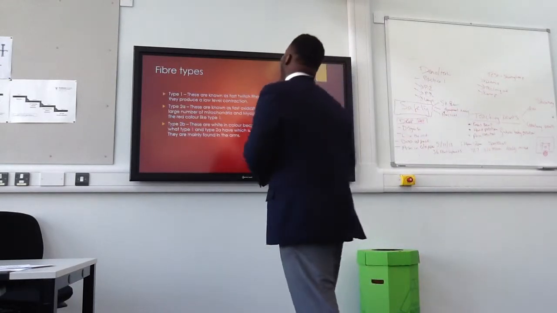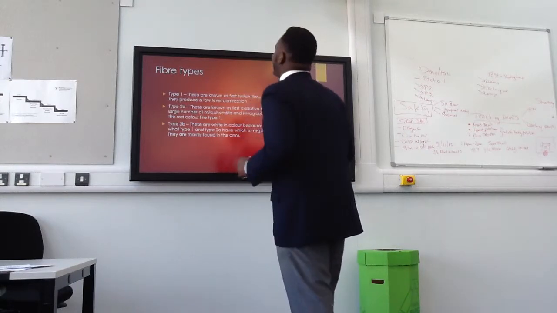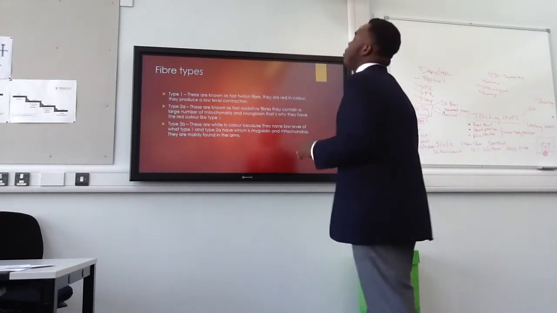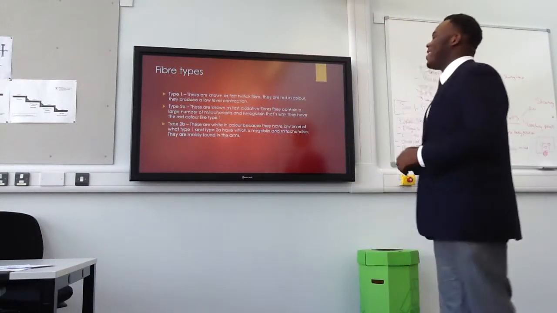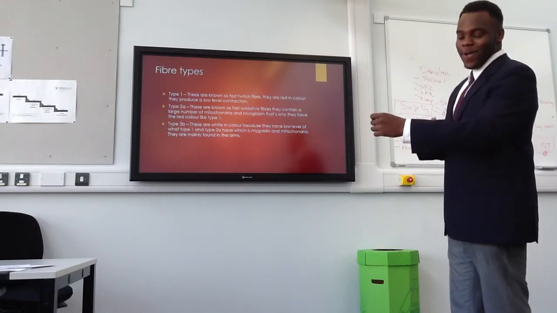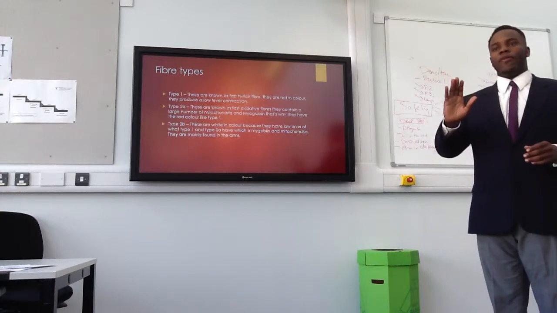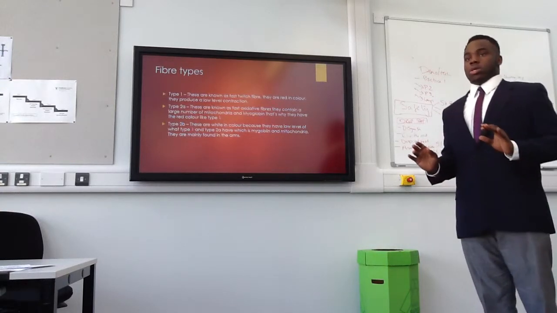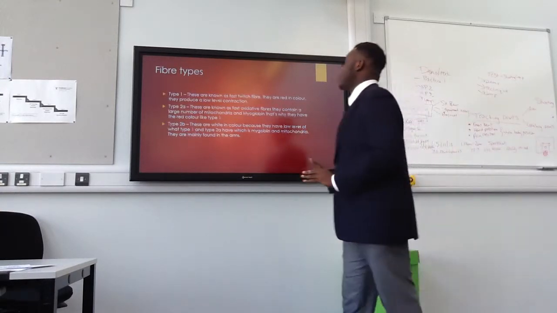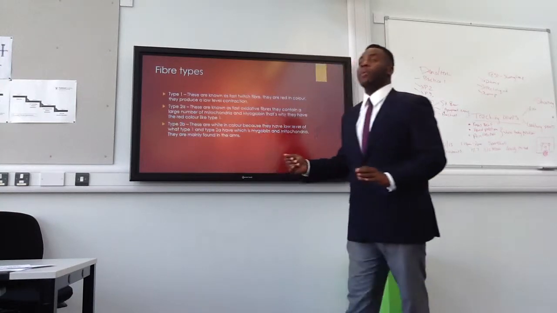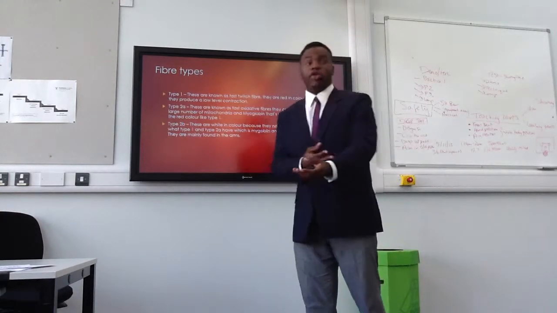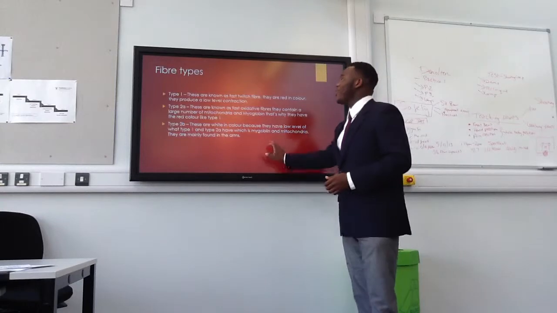Now, what mitochondria and myoglobin are, they are found in our muscles. Mitochondria and myoglobin, you find them in type 1 and type 2A fibers, linked in with oxygen because they create that red colour. Thank you very much.